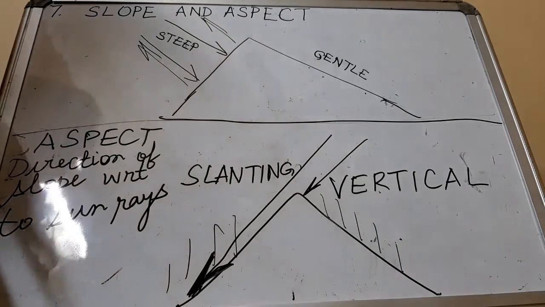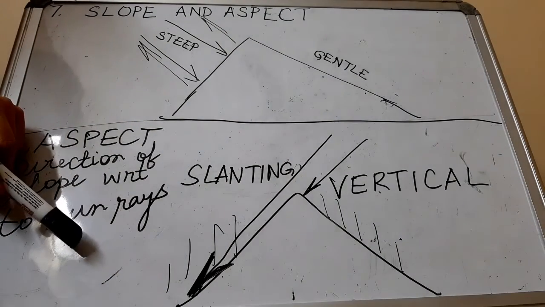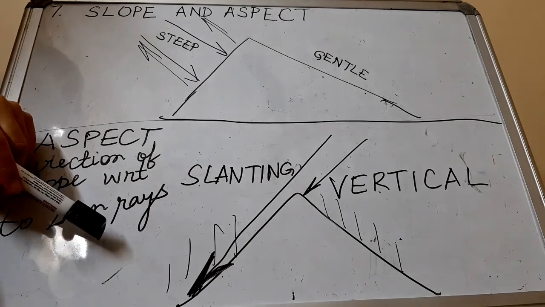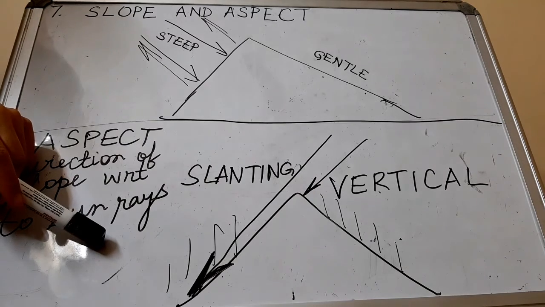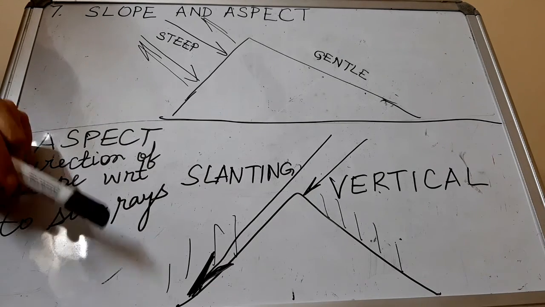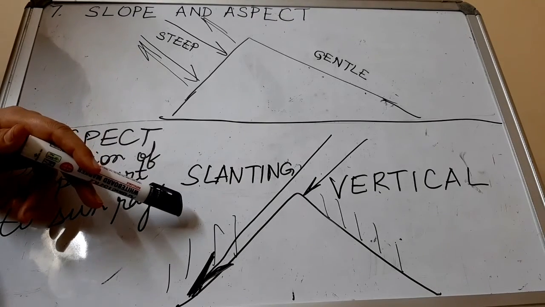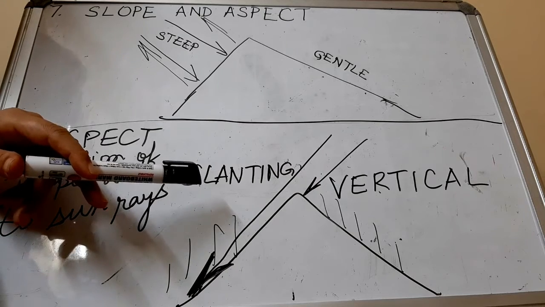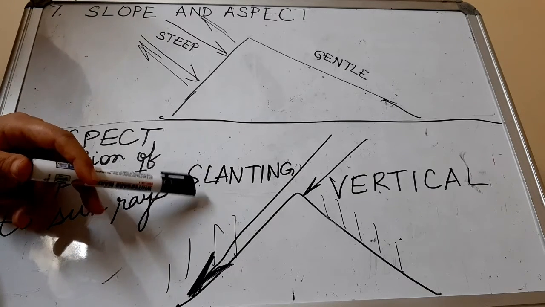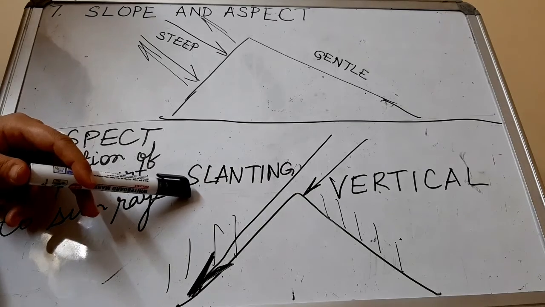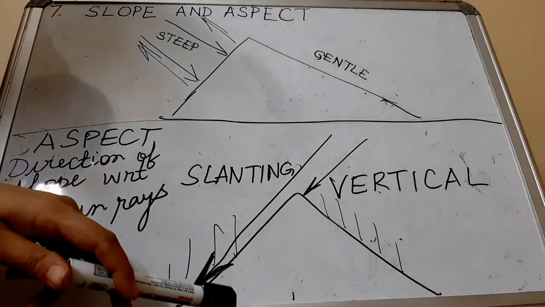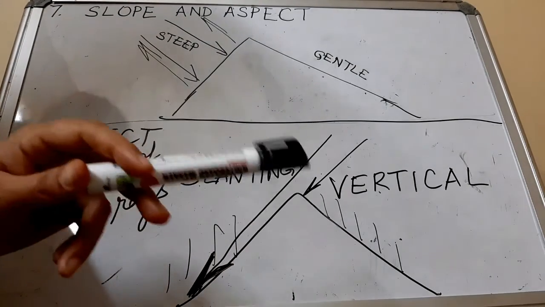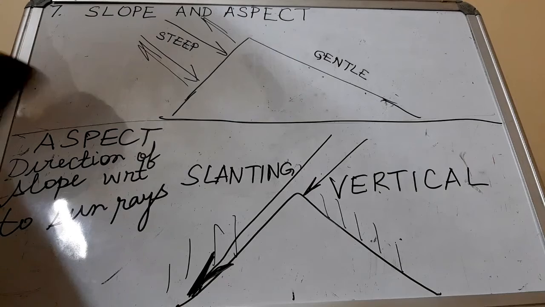Now there are examples to explain aspect. The Himalayas lie to the north of the equator. They lie in the northern hemisphere. So such mountains as the Himalayas have their southern slopes warmer than the northern slopes because the sun rays fall vertically over the southern slopes and the northern slopes are cooler. But mountains in the southern hemisphere have warmer northern slopes compared to the southern slopes.